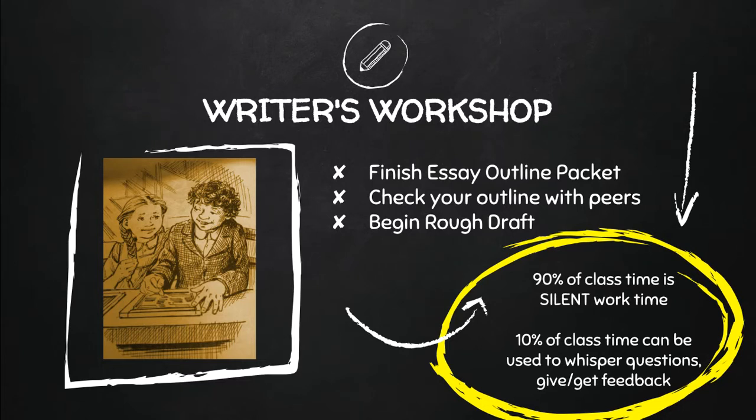You could just take your outline and start typing it up. It should make pretty much sense as you get into it. Really, it's silent work time today, so 90% of the class time should be that. 10% of your class time can be time to quietly whisper some questions to one another, or to just give and get some feedback from one another, or maybe from the sub even.